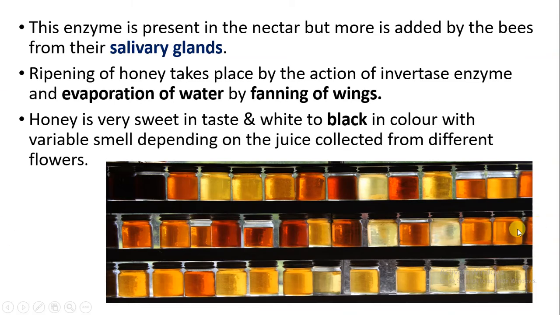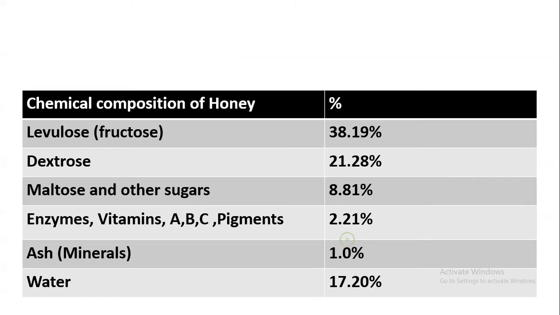So here these are the honey you can see. The color of honey ranges from white to black color. Okay, so with variable smell, they are going to have different types of smell depending upon the juice which is collected from the different flowers.